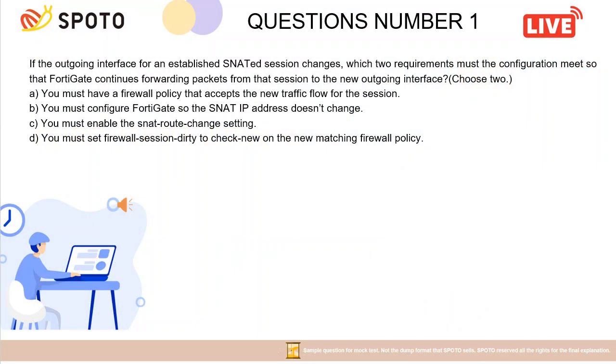Question 1. If the outgoing interface for an established SNAT session changes, which two requirements must the configuration meet so that FortiGate continues forwarding packets from that session to the new outgoing interface? Choose 2. A. You must have a firewall policy that accepts the new traffic flow for the session. B. You must configure FortiGate so the SNAT IP address doesn't change. C. You must enable the SNAT route change setting. D. You must set firewall session dirty to check new on the new matching firewall policy. You have 15 seconds to answer.